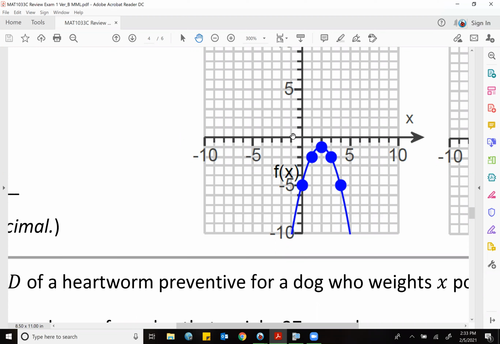Is it negative infinity? It's not negative infinity. Is it -10? It is -10. It actually intersects right down here at the bottom. I didn't know if it intersected or not.